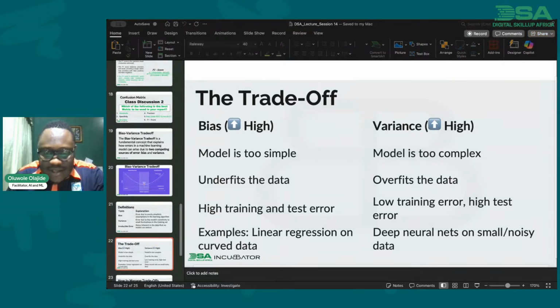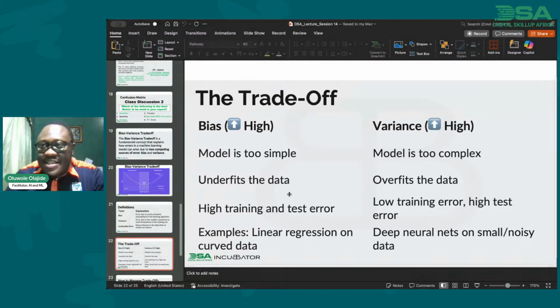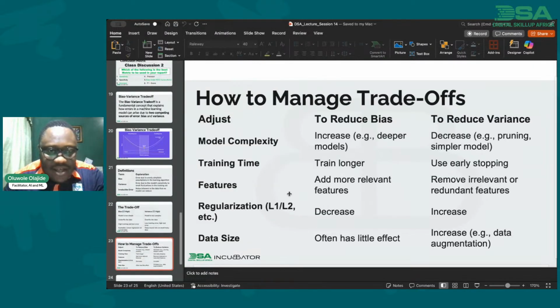Okay, all right. Then lastly, I think we are getting there. I spoke about how to manage them. I just want to talk about them again because now we are going to those stages of you having to start building your model. So what do you adjust for model complexity? You increase the model for the bias. For the variance, you reduce what? You decrease your model. Use a simpler model. For training time problem, you train longer when you're having training error.